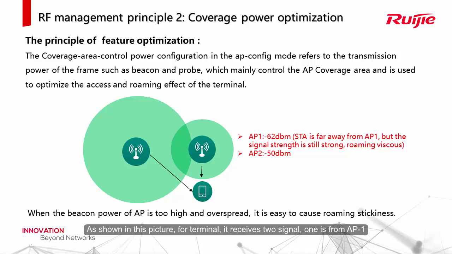One is from AP1, the other one is from AP2. However, the signal strength from AP1 is minus 62 dBm, and this value is also strong enough, so the terminal will not roam to AP2, and this will cause roaming stickiness. And that is why we need to adjust the coverage area control value.